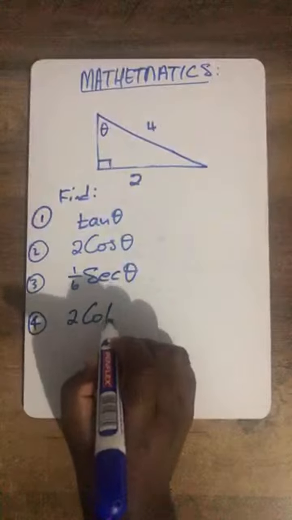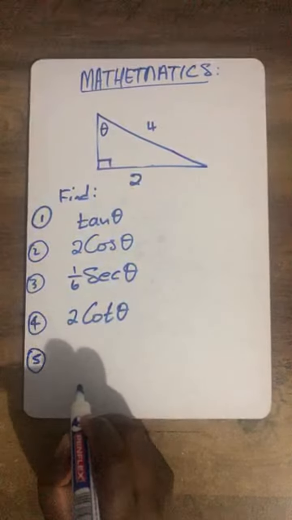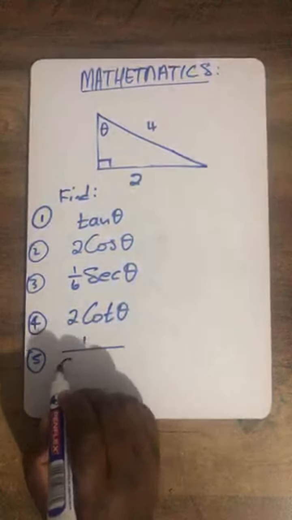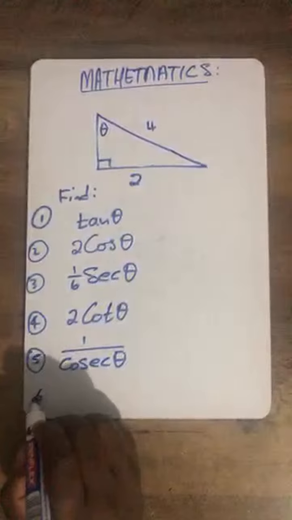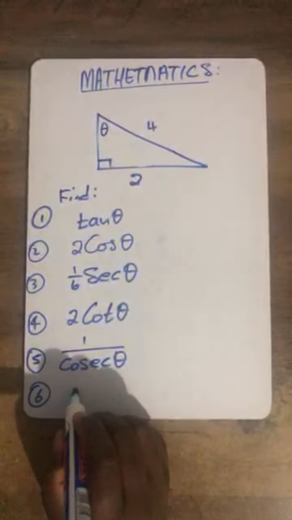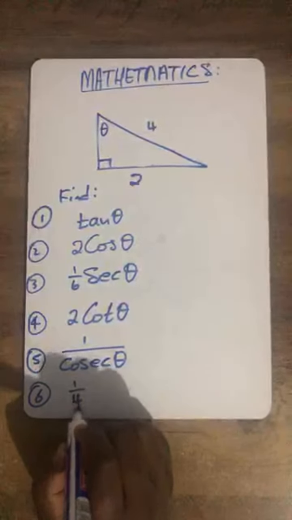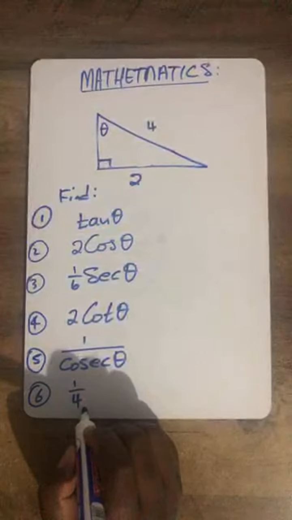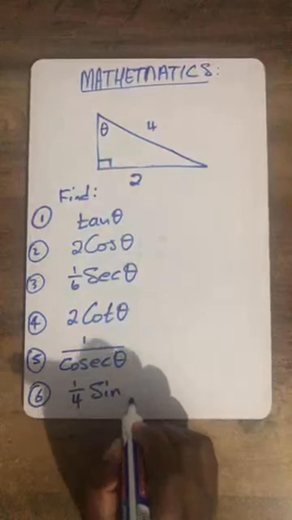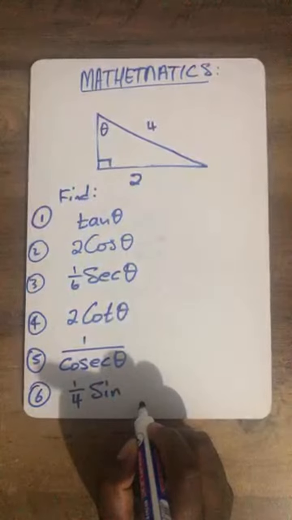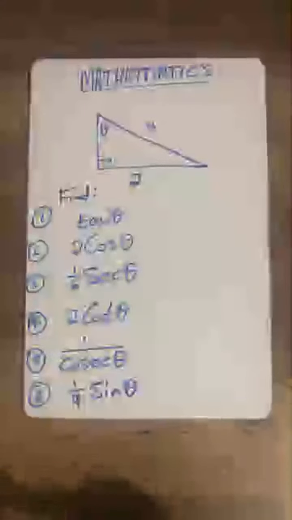2 cos angle. Number 5, 1 over cosec angle. And then here's the last one being number 6. I will therefore say 1 over 4 sine theta. Yes.